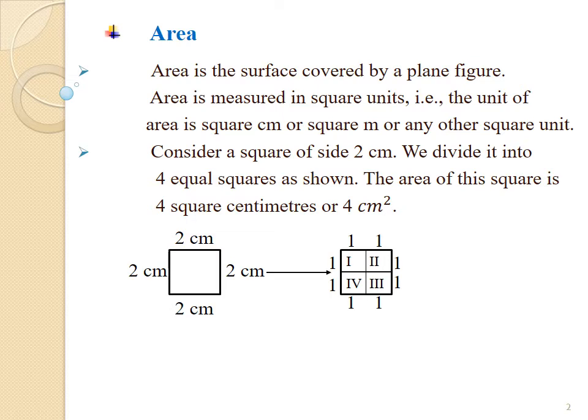Consider a square of side 2 centimeters. We divide it into 4 equal squares as shown below. The area of this square is 4 square centimeters. Students, remember that the units used to measure area are square centimeter for small areas, square meter for large areas, and square kilometers for very large areas.